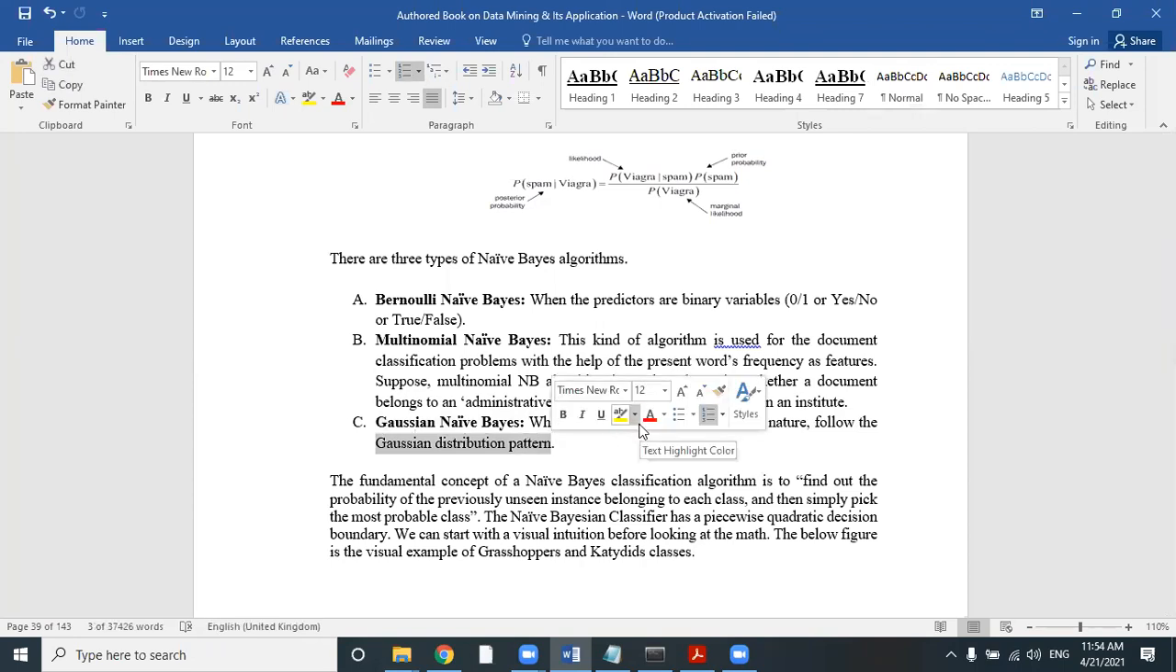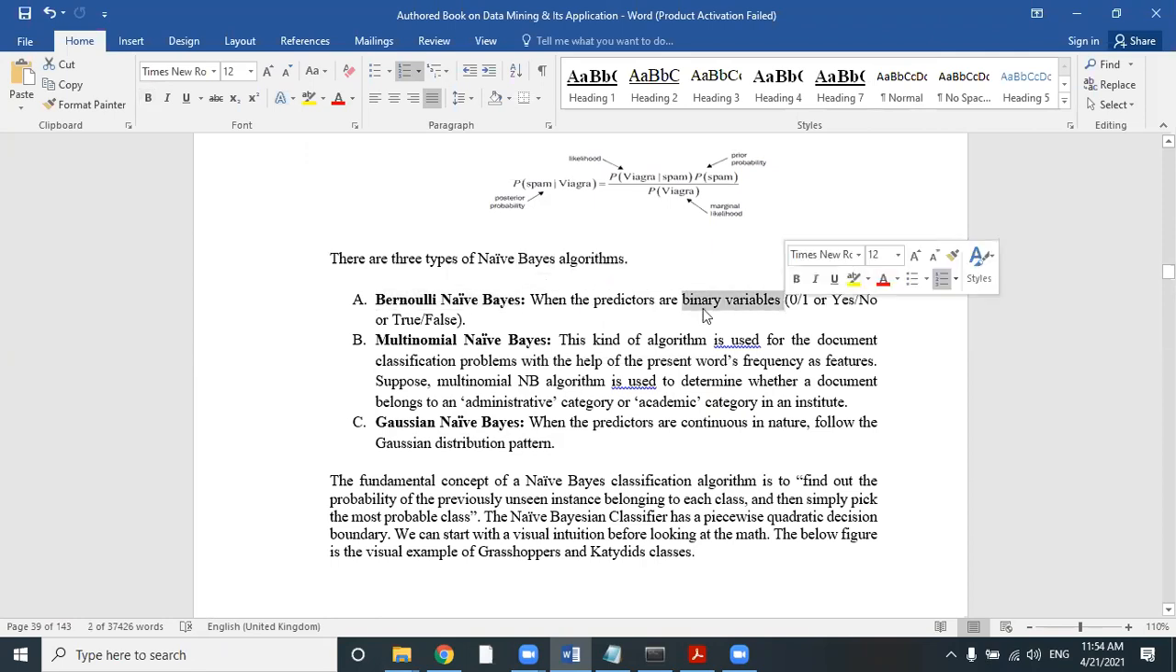Katydids and grasshoppers is an example of Gaussian naive Bayes. Then another type is Bernoulli naive Bayes, when the predictors are binary classes. When the prediction classes are only two types, 0, 1, or yes, no, or true, false, we can follow the Bernoulli naive Bayes kind of algorithm.